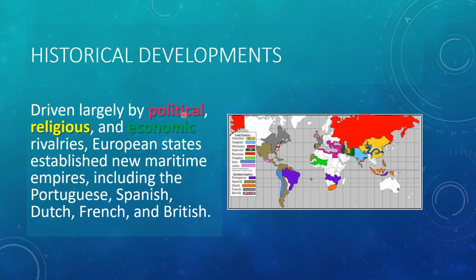So, driven largely by political, religious, economic. Now, we've looked at religious too, right? Protestants and Catholics are wanting to spread their faith to different parts of the world. There's this competition of whether we are going to get more Protestant Christians or more Catholic Christians. Political rivalries are basically trying to make sure that they have more power than other countries. Economic rivalries, we've gone over that: mercantilism, trade, etc. And know that the Portuguese, Spanish, Dutch, French, and British are the big European players at this time.